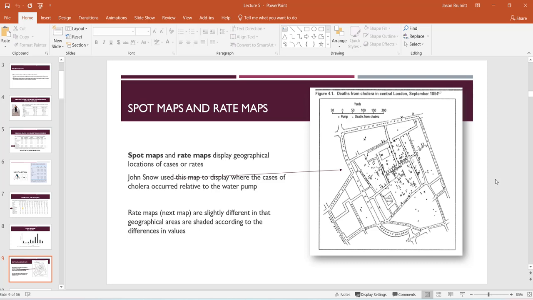Things that could be presented in an epidemiologic study, but more than likely not in what you and I might do: spot maps and rate maps. These display geographical locations of cases or rates. And this was one of those examples that talked about the first week, John Snow doing this to look for cases of cholera and then identifying how it was occurring around a particular water pump.